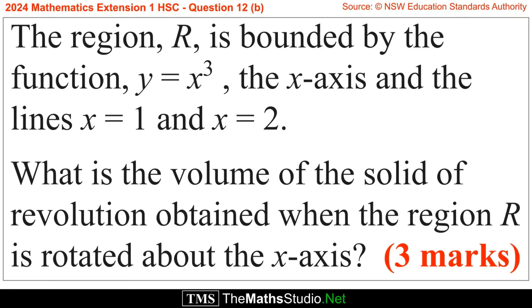Question 12, Part B. The region R is bounded by the function y equals x to the power of 3, the x-axis, and the lines x equals 1 and x equals 2. What is the volume of the solid of revolution obtained when the region R is rotated about the x-axis?